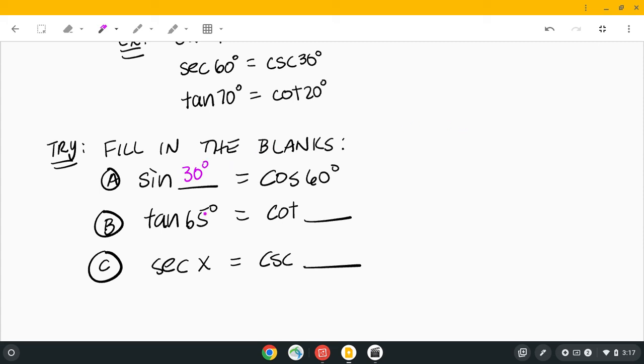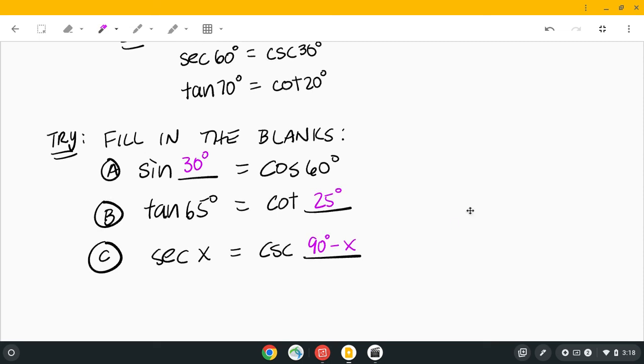If I have 65 over here, then I would need 25 over here to make 90. 60 and 30 is 90. 65 and 25 makes 90. Alright, so if I have x here, I need something here to make 90. Okay, so it's going to be whatever 90 minus x is. Okay, so that's what you should have gotten here.